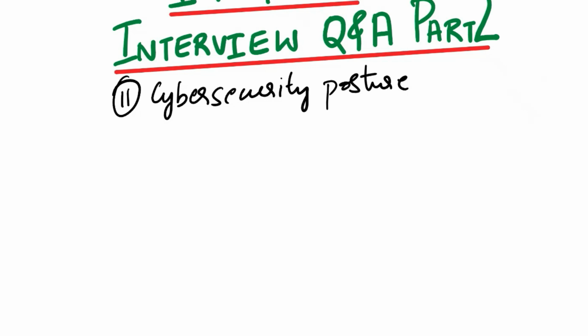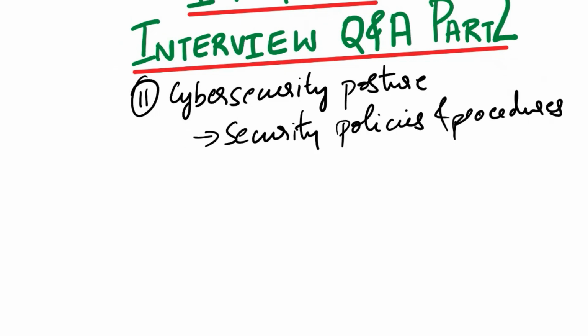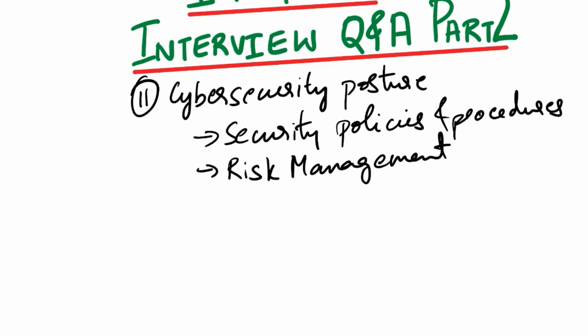Now, let's talk about the key areas that you might want to focus on. First one is security policies and procedures. Review and analyze the organization's cybersecurity policies and procedures to ensure they are well defined, up to date, and align with industry best practices. Next is risk management. Evaluate the effectiveness of the organization's risk management processes, including risk identification, assessment, and mitigation strategies. Ensure that risks are prioritized based on their potential impact on the organization.